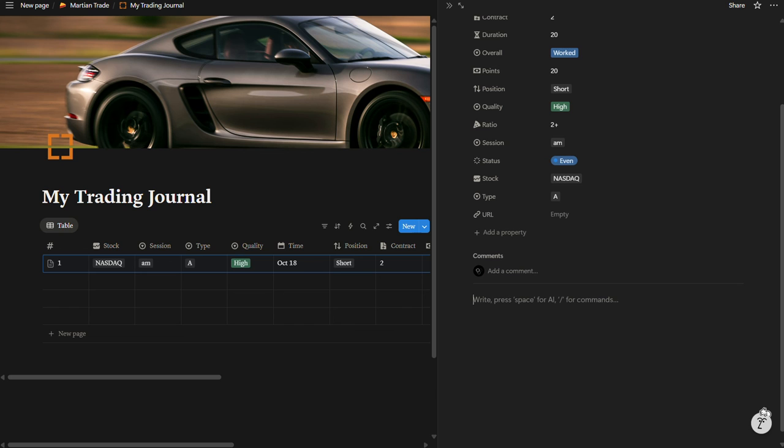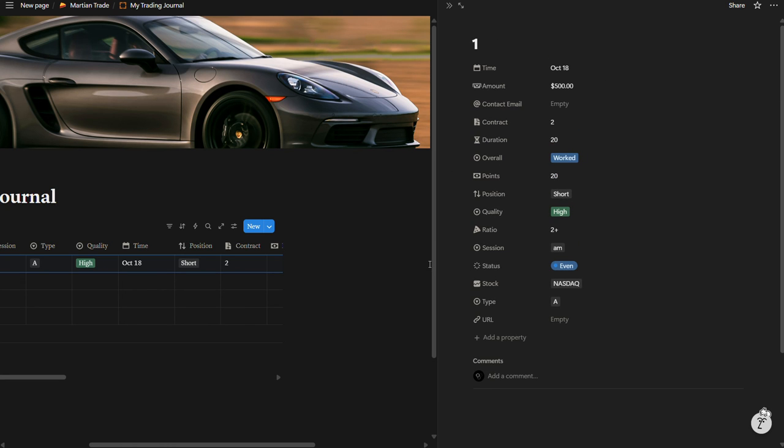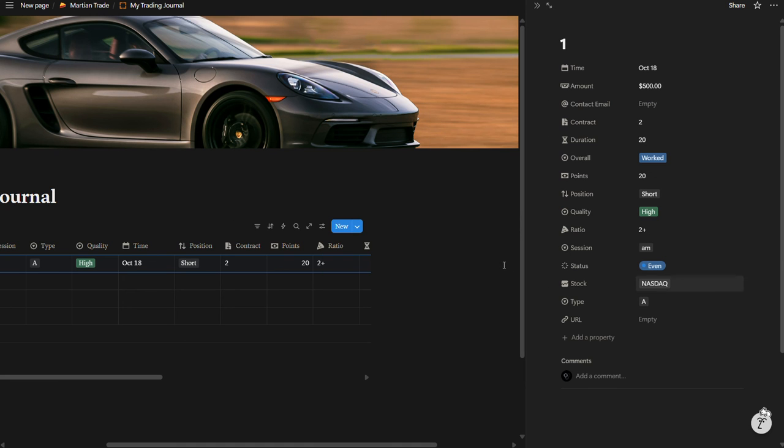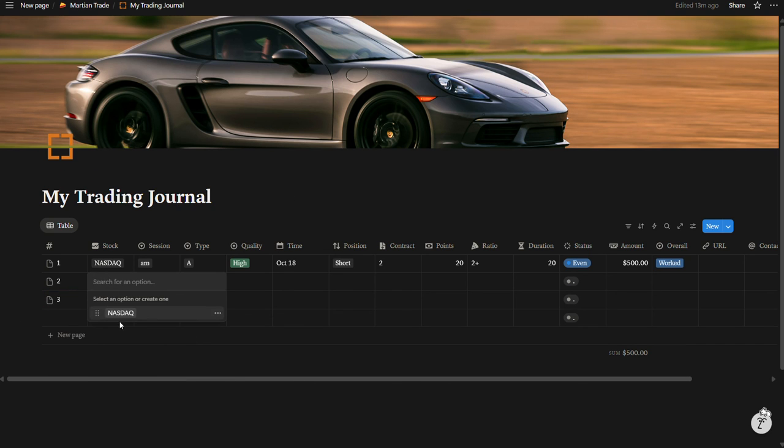I don't have one. I don't have anything. I'm just going to screenshot something, for example. Anyway, you can add your screenshot here, and so on. You go for the second trade, third trade, and it goes like that for all NASDAQ trades.